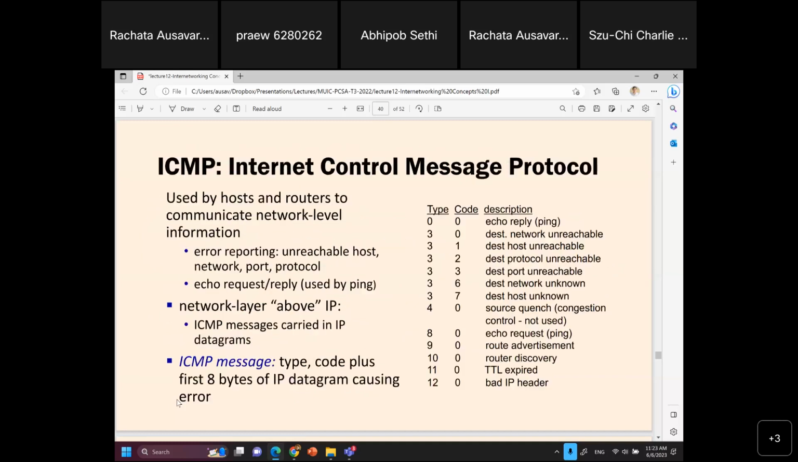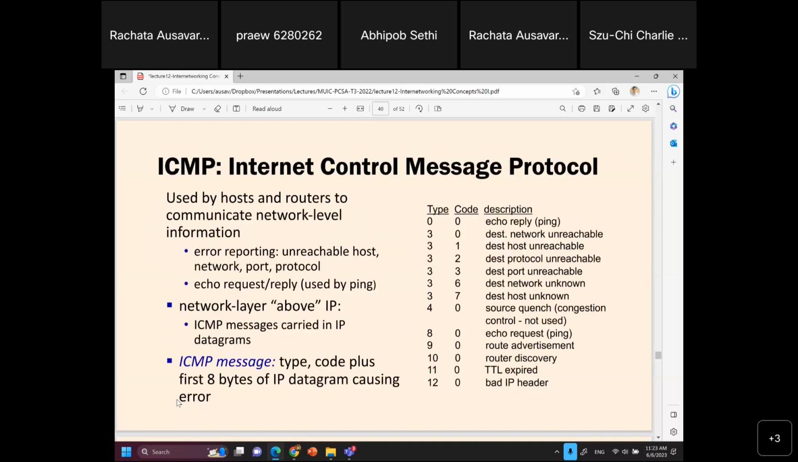Okay. And here's the ICMP protocol, the Internet Control Message Protocol. This is used by hosts and routers to communicate at the network level. When you want to talk to the router and see what's going on, you can use ICMP as a protocol.